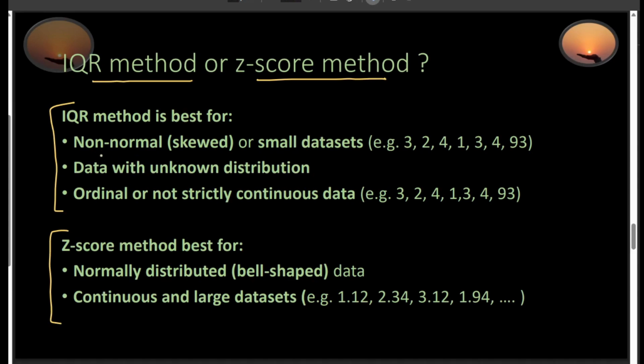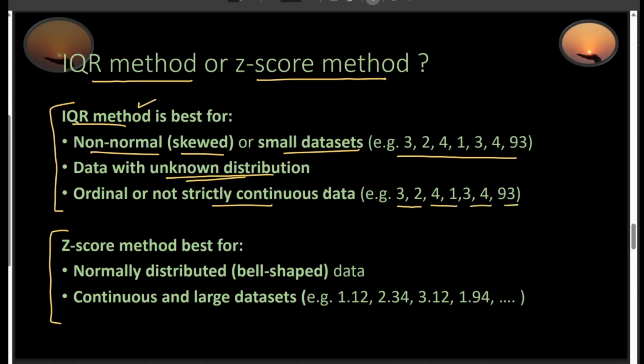If your data is non-normal, in other words, if it's skewed, or if it's a small data set, let's say numbers like this, then use your IQR method. If you do not know the distribution of your data, use your IQR method. If your data is ordinal or not strictly continuous, for example 3, 2, 4, 1, 3, 4, 9, 93, all integer numbers, and it's a small data set, use your IQR.